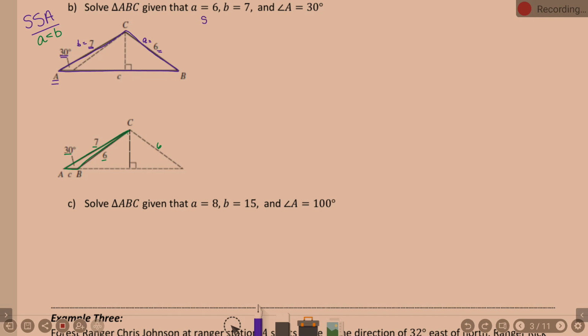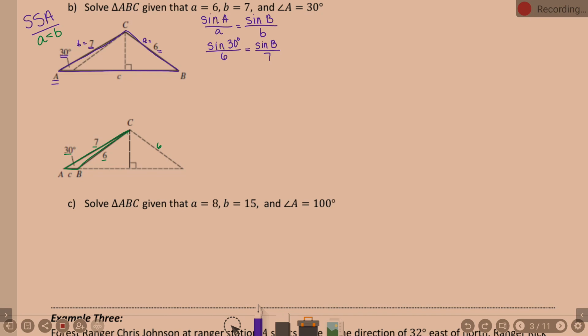So here we're looking at sine of A over side A equals sine of B over side B. So sine of 30 over 6 equals sine of B over 7. I'm going to use the top half of this area for the first triangle, and save the bottom half for the second.